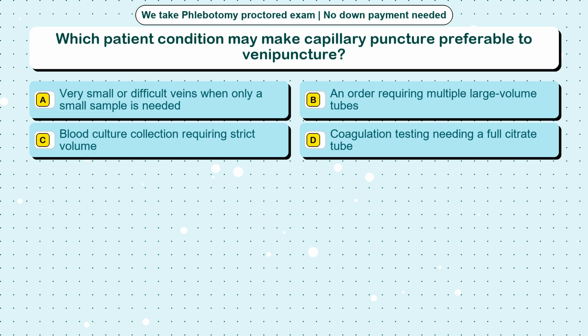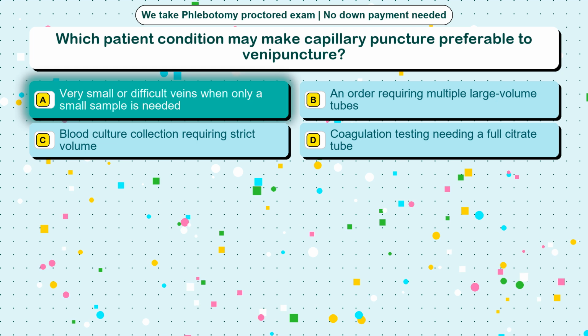Question 70. Which patient condition may make capillary puncture preferable to venipuncture? Option A, very small or difficult veins when only a small sample is needed. Option B, an order requiring multiple large volume tubes. Option C, blood culture collection requiring strict volume. Option D, coagulation testing needing a full citrate tube.